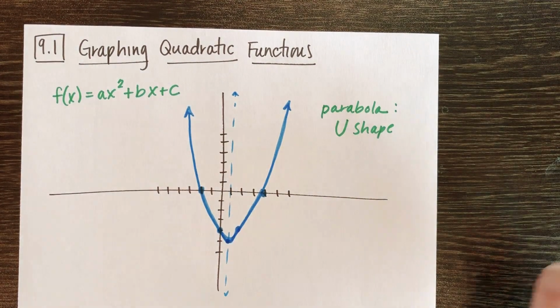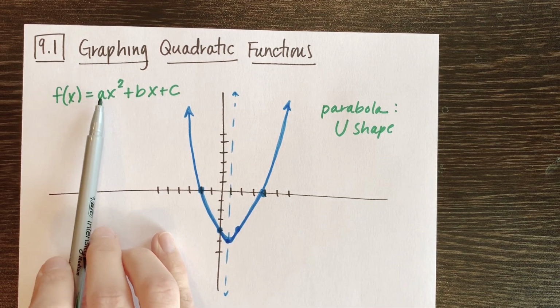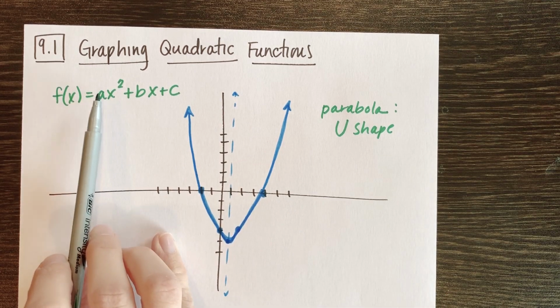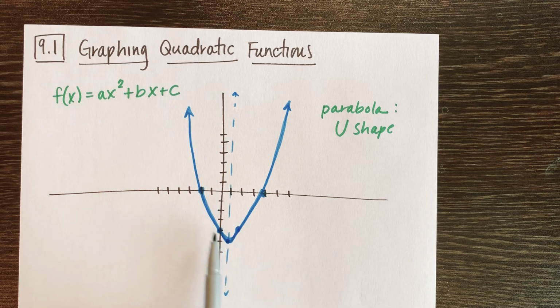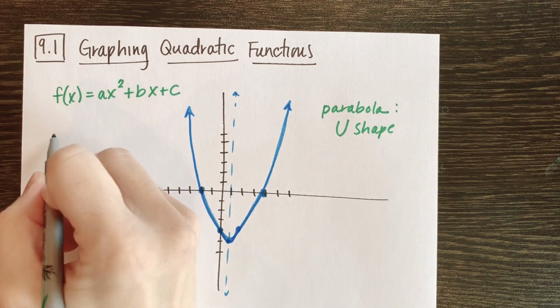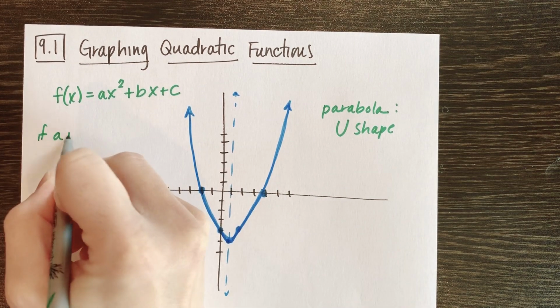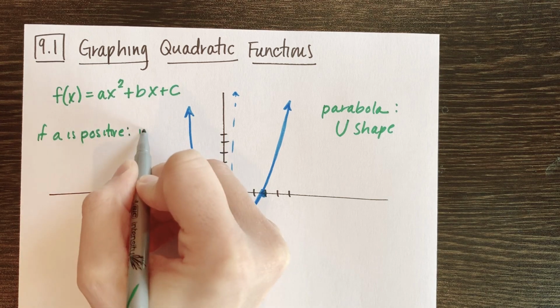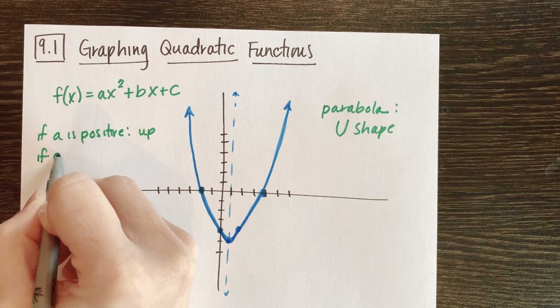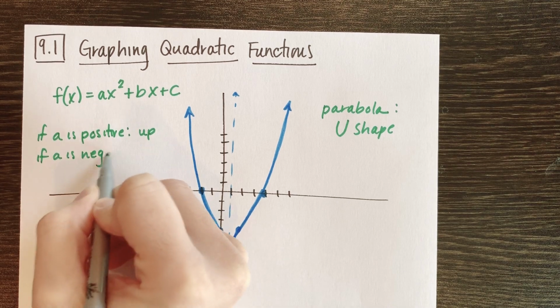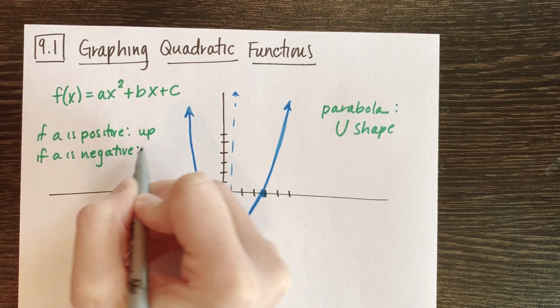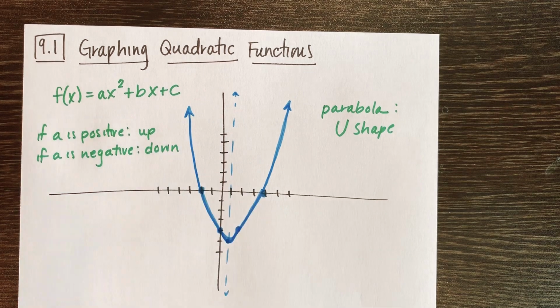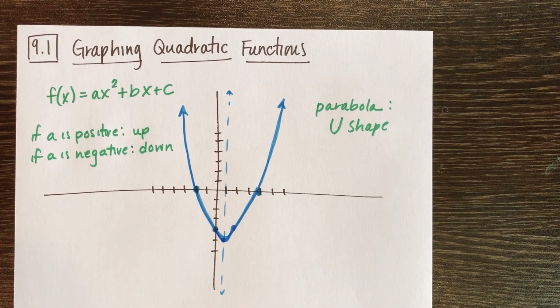We're going to see that when that a value, that number in front of x squared, is positive, then that's when we have this open up. So if a is positive, that's when it's going to open up. And if a is negative, that's when we'll see the parabola facing down. And we'll see it throughout our examples today.